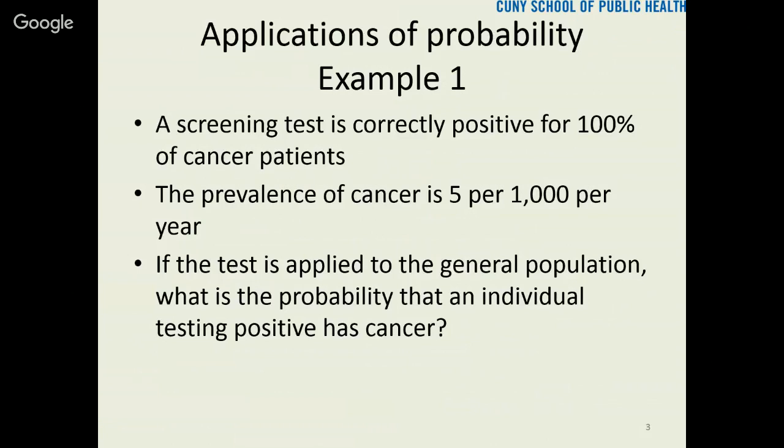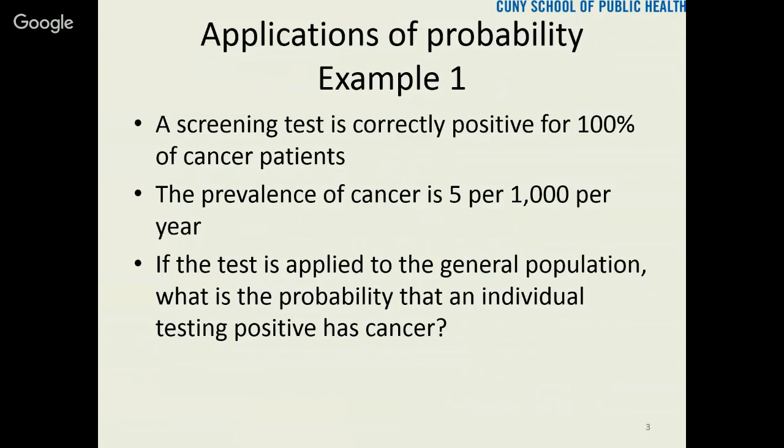So this is a hypothetical test. We have a screening test for cancer, and it is correctly positive in 100% of cancer patients, by which I mean if you have cancer and you take this test, it will identify that you have cancer. It will never incorrectly say, no, you don't have cancer, okay? So if you have cancer, it will detect it. That means very, very high sensitivity. So if you have cancer, it will detect it.